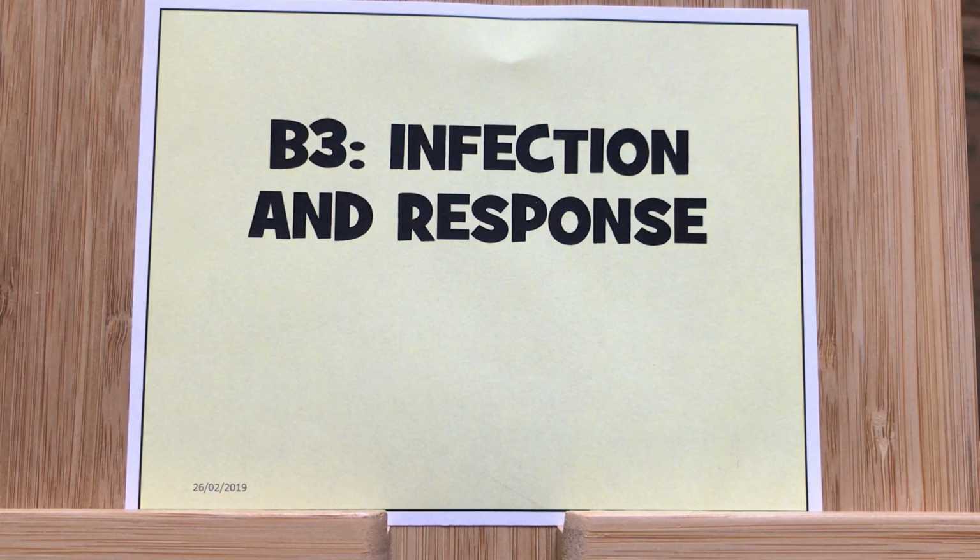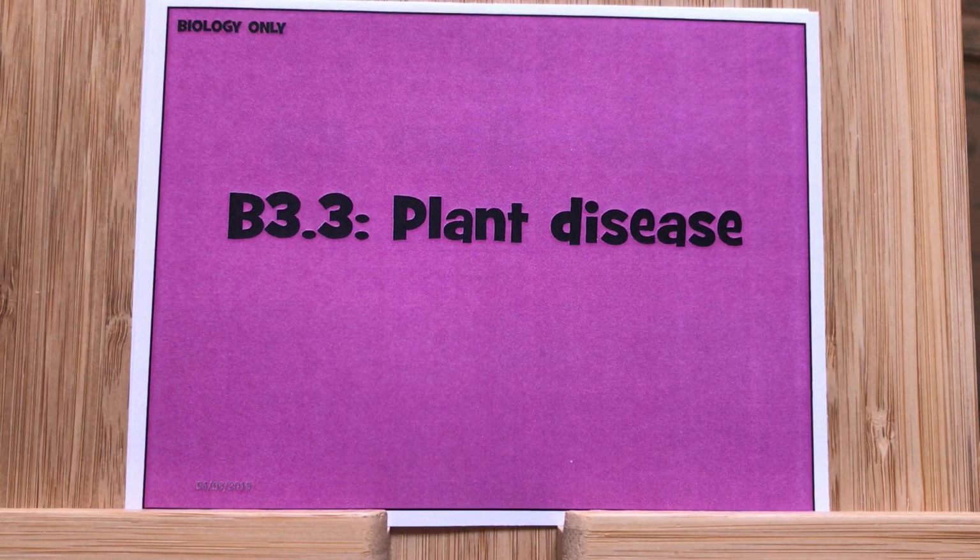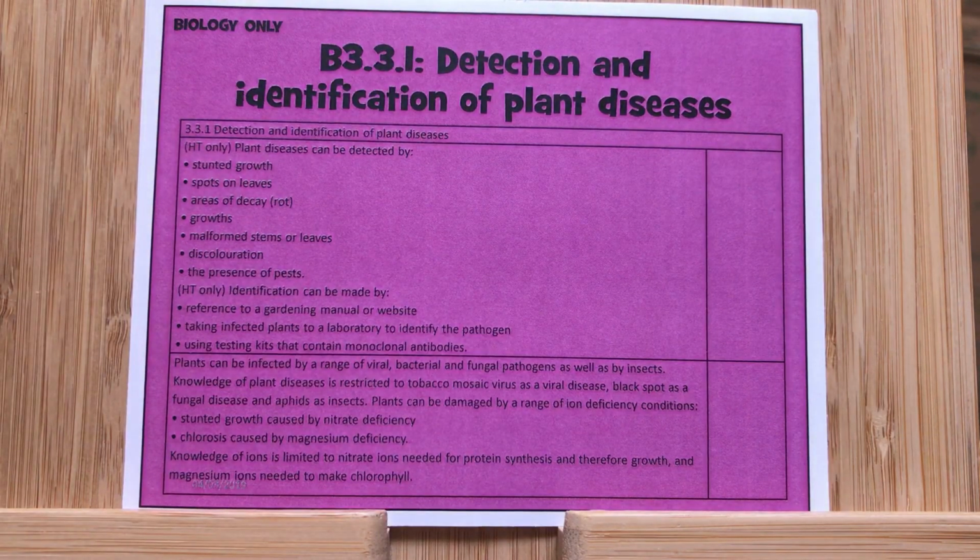This is a B3 video from the topic infection and response. We're looking at part of the triple content at the end of the topic, plant disease. Okay, first thing we're going to look at is the detection and identification of plant diseases.